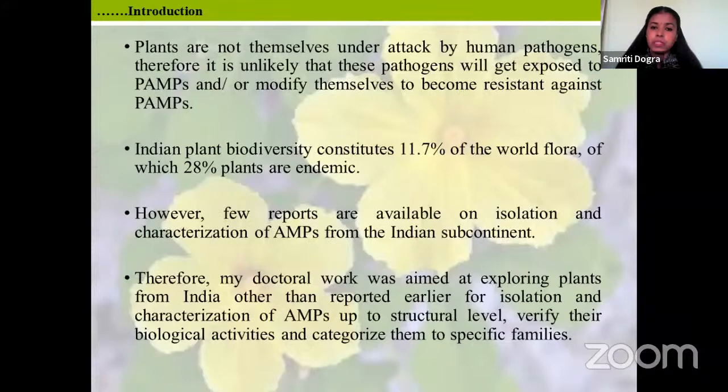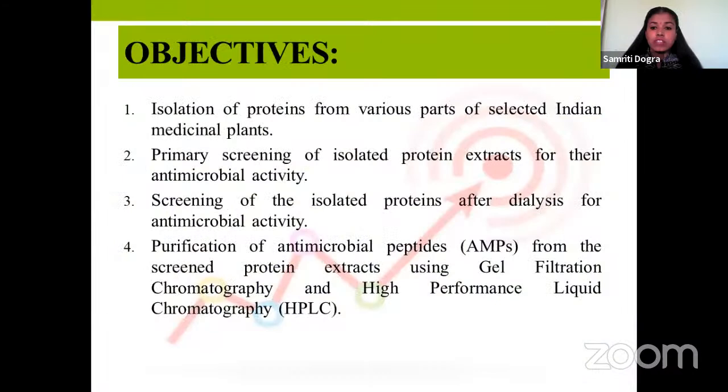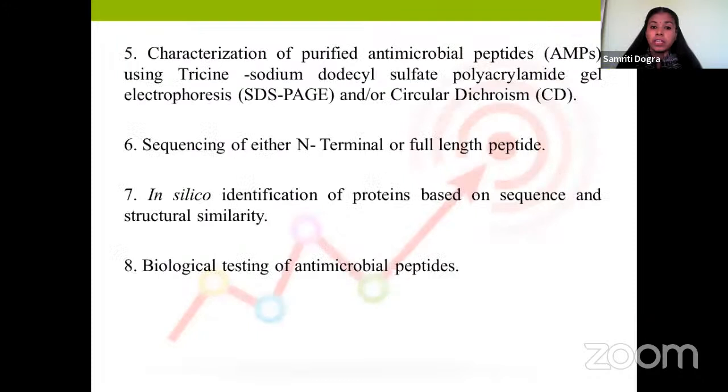Therefore, my doctorate work aimed to explore medicinal plants from India, other than those reported earlier, for the isolation and characterization of PAMPs up to the structure level, verify their biological activities, and categorize them into two specific families. My objectives are isolation of proteins from medicinal plants, then primary screening of the protein extract for antimicrobial activity, then dialysis, then again activity screening, then purification using various techniques like HPLC and gel filtration chromatography, then characterization using CD and Tricine SDS-PAGE, then sequencing by either N-terminal or full-length sequencing, then in silico identification of protein bases for structure similarity, and the biological testing of antimicrobial peptides.